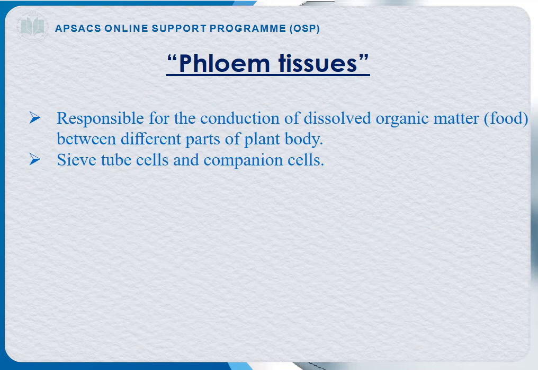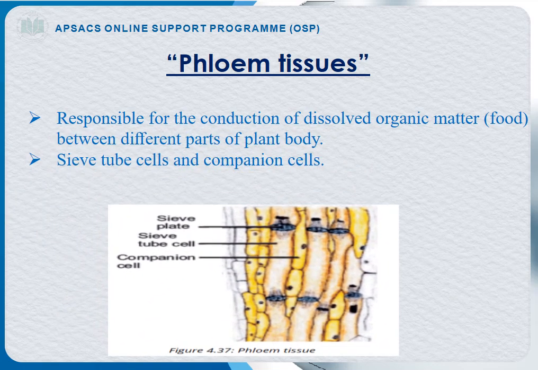Phloem tissue. Phloem tissue is responsible for the conduction of dissolved organic matter, food, between different parts of the plant body. Phloem tissue contains sieve tube cells and companion cells. Sieve tube cells are long and their end walls have small pores. Many sieve tube cells join to form long sieve tubes. Companion cells make proteins for sieve tube cells.